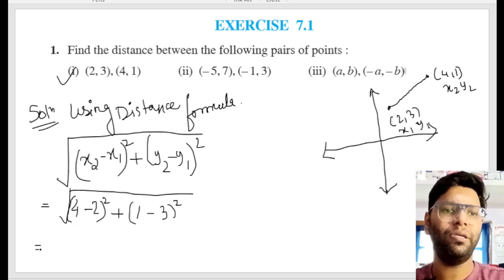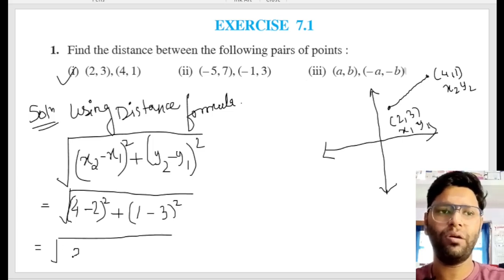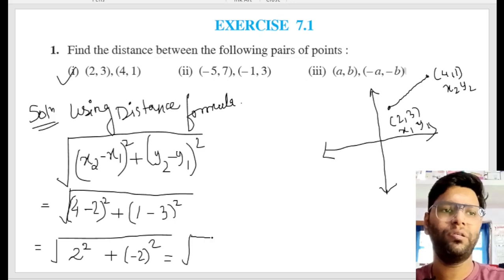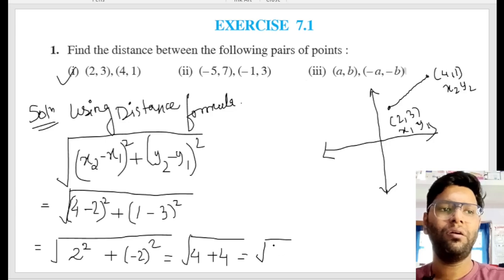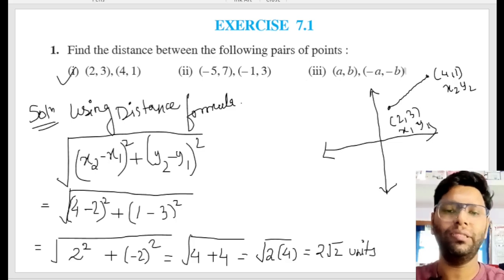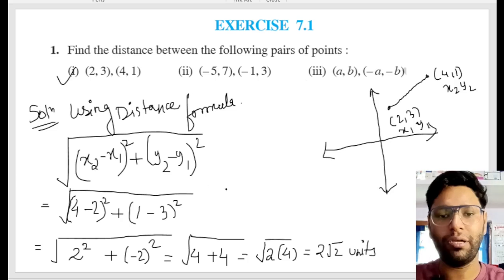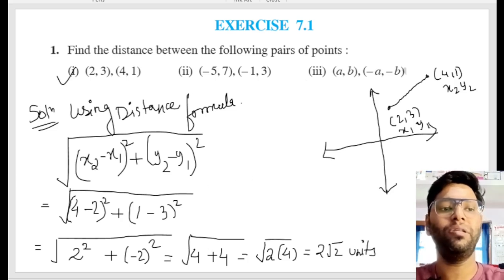Now let us calculate this. Root over, 4 minus 2 is 2, plus 1 minus 3 is minus 2. So what will be our output? 2 square is 4, plus (minus 2) square is also 4. So the output is root of 2 times 4, and the square root of 4 is 2. So it is 2 root 2 units, whatever units are given. So this is your first question. I hope you have understood how to calculate the distance between two points.